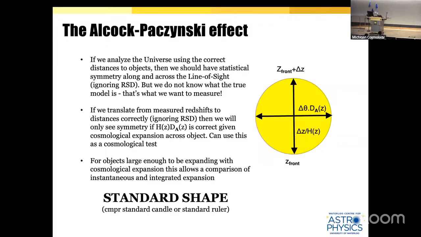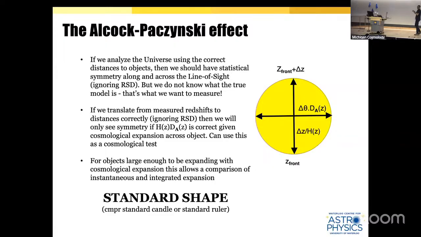And even if we don't care how big that object is, if we convert redshifts to distances using a cosmological model that has h times dA right, we will see that object to be spherical. If the individual components are different, we would see that object as being bigger or smaller than it actually is in the universe. But usually, for most objects, we don't know what their physical size should be, but we do know that the universe should be homogeneous and isotropic.